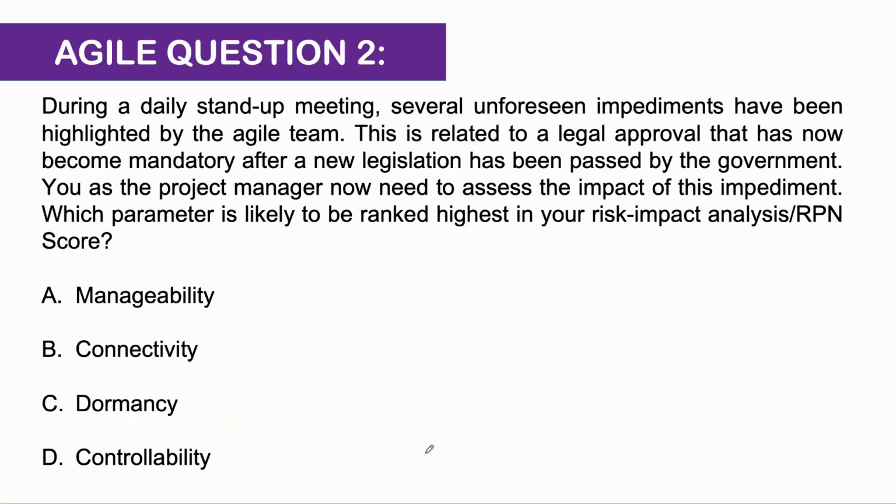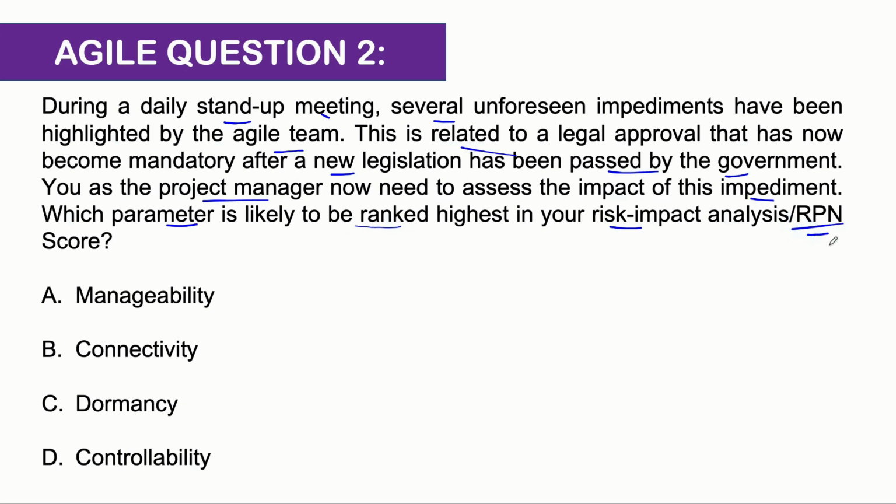So question number 2, guys, pause the video, read the question properly and try to answer it before moving forward. Okay, so we'll start solving the question. During a daily stand-up meeting, so now you know what stand-up meetings are and what is discussed during them, several unforeseen impediments have been highlighted by the Agile team. Okay, good. This is related to a legal approval that has now become mandatory after a new legislation has been passed by the government. Okay, so this risk was not preempted before, but it's happening now. You as the project manager now need to assess the impact of this impediment. Which parameter is likely to be ranked highest in your risk impact analysis or RPN score?